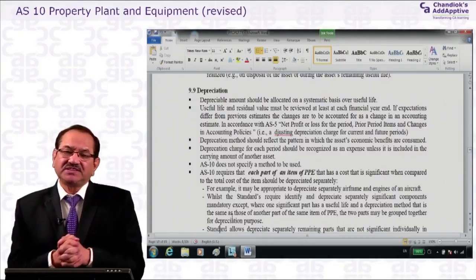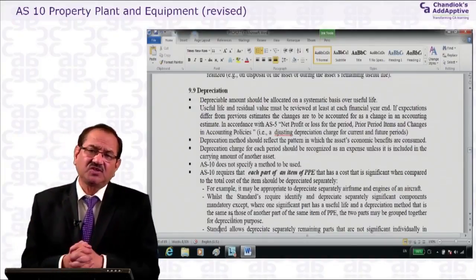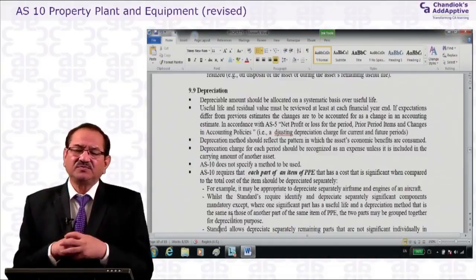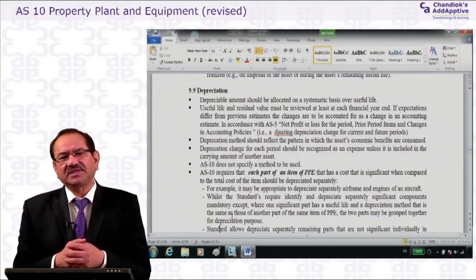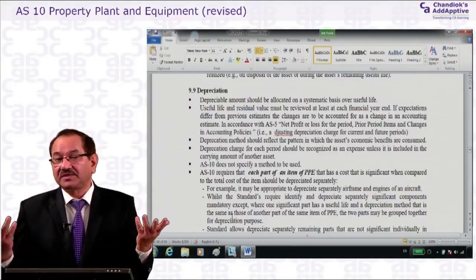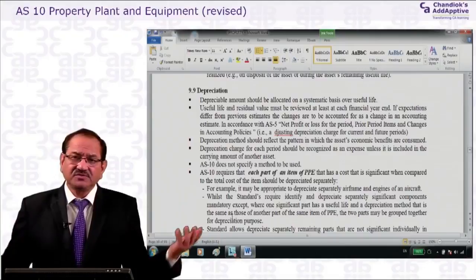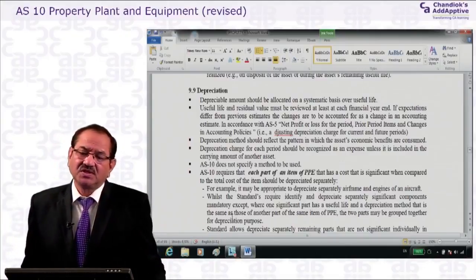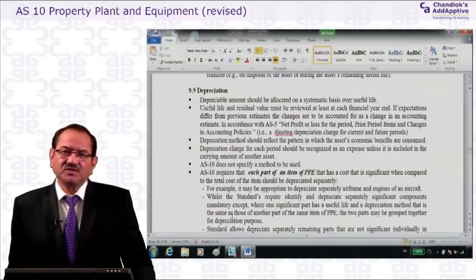Take a case: you purchase a new plant and machinery worth rupees 20 crores, and you think that in the future you will get a benefit of 30 crores from that plant and machinery. Certainly the future benefit will be more than the cost, and the future benefit is estimated at 30 crores.